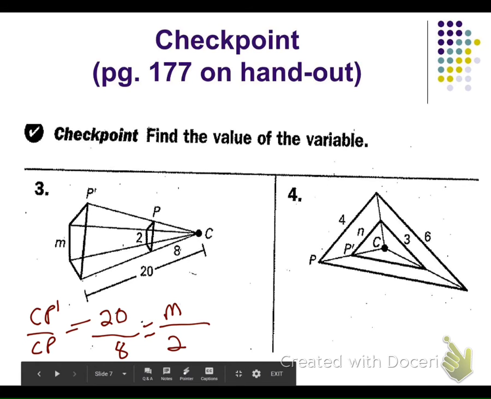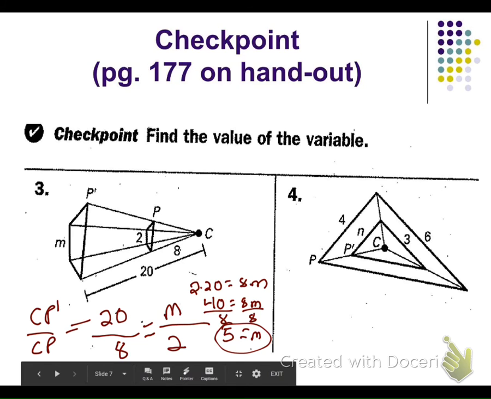Okay, so now we're going to cross multiply. So we get 2 times 20 equals 8 times M. That gives me 40 equals 8M, divided by 8. M equals what? 5. Now, if we did not notice that there was a prime here, that's okay. We could have done this by just creating a ratio where we either put the smaller numbers on top or the bigger numbers on top. So we could have done this 8 over 20, 2 over M, and it would have solved the exact same way.